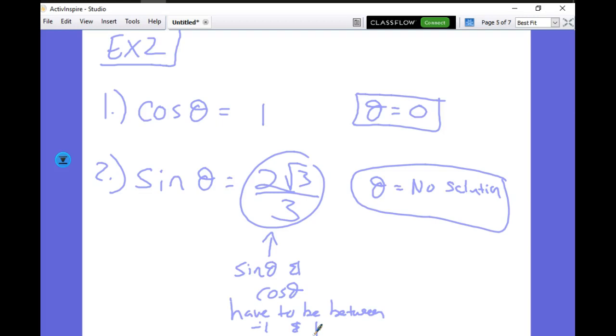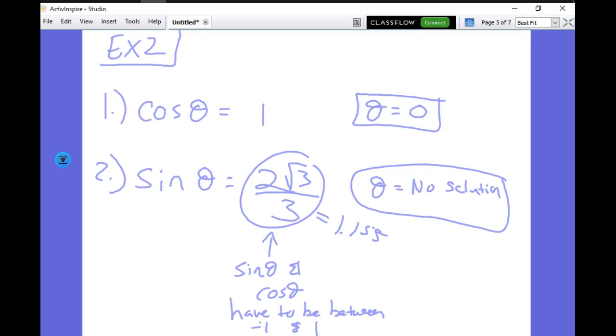Now, I said sine and cosine, right? Did I say tangent? Did I say secant? I just said sine and cosine. So sine and cosine have to be between 1 and -1. This one, for instance, is actually 1.155. So that's too big. It's not possible. Okay? Sine and cosine have to be between 1 and -1.